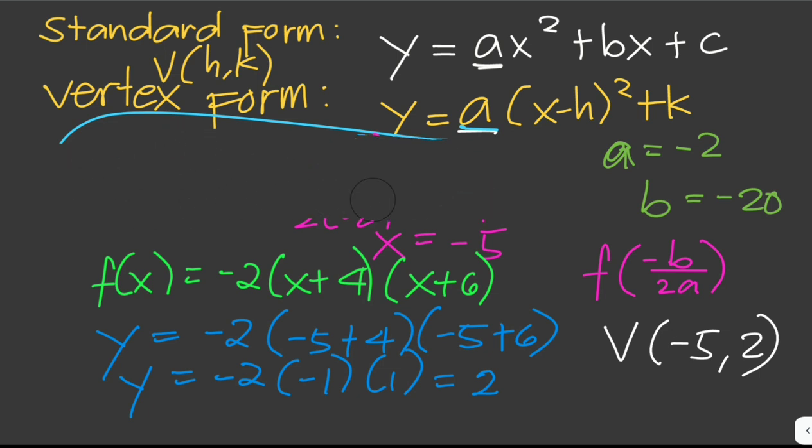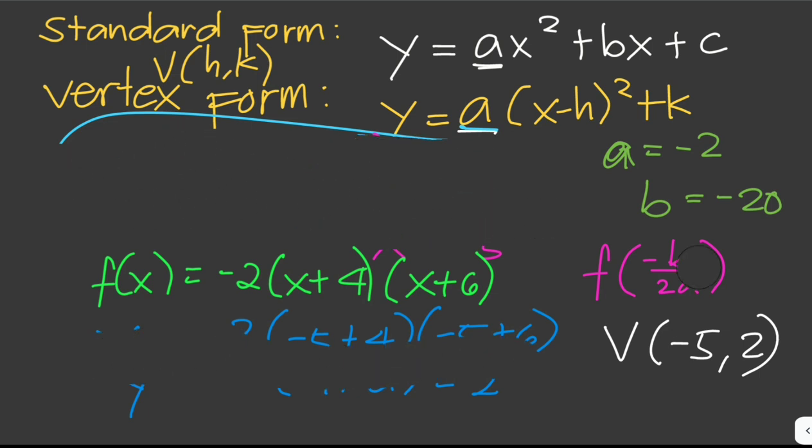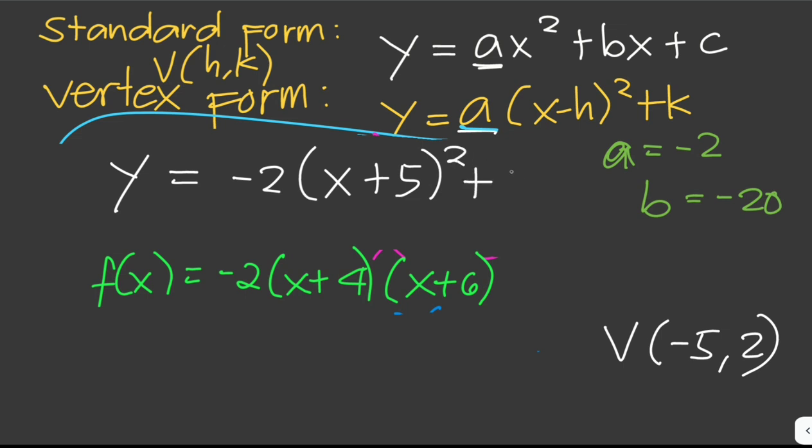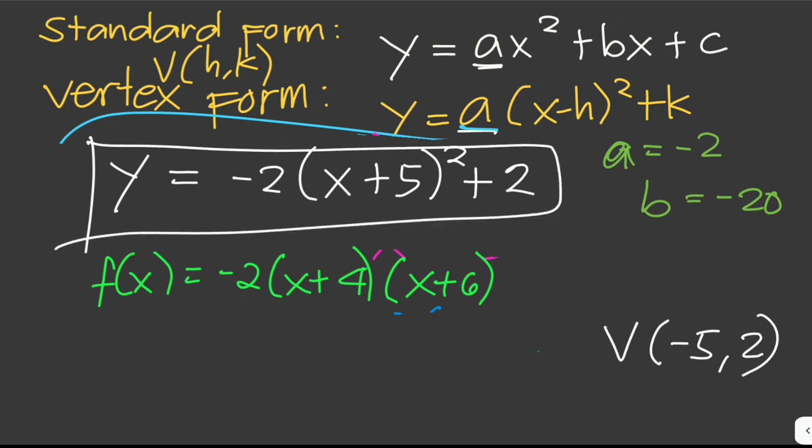And now we can write the equation in its vertex form. So a is negative 2. Our equation would be y equals negative 2 times x minus h. h is negative 5, so x minus negative 5 is x plus 5 squared, plus k, which is positive 2. So this is the equation in its vertex form.